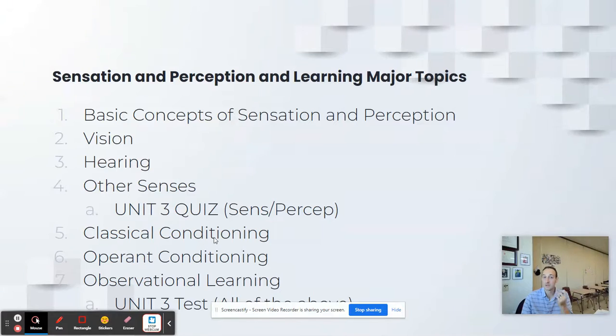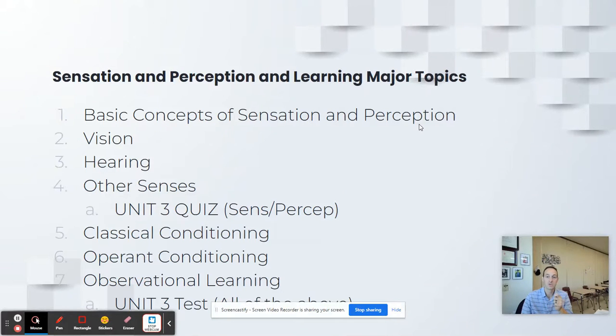Then we'll pick up with learning and behaviorism. So classical conditioning and operant conditioning, we'll learn about what those things are. That'll be the Monday, Tuesday, Wednesday of the last week of October, right around Halloween. And then something called observational learning. Your Unit 3 test on everything, though, so sensation and perception along with behaviorism, that'll be into the first weeks of November here, okay?